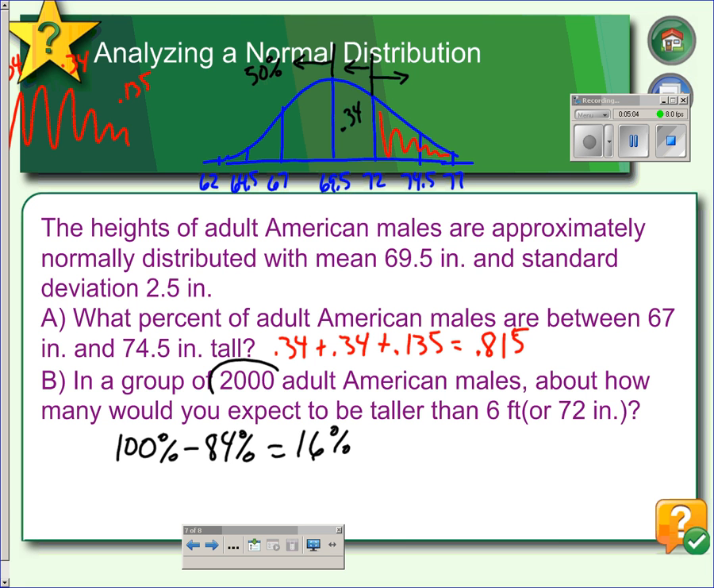So if we have 2,000 adult American males and 16% of them are taller than 6 feet, that would mean we would have 2,000 times 0.16, which gives us 320 men should be above 6 feet tall in a group of 2,000.